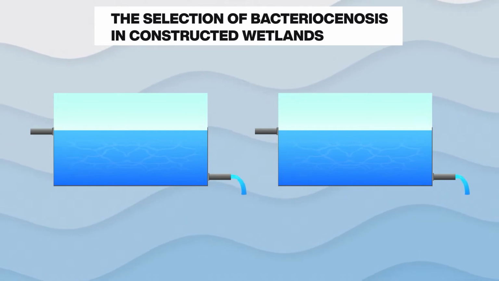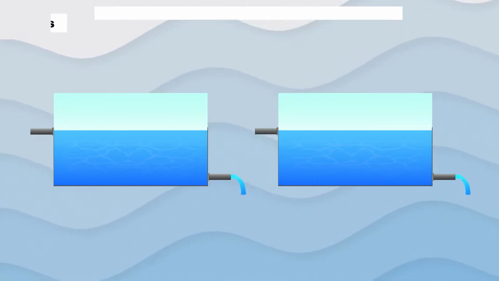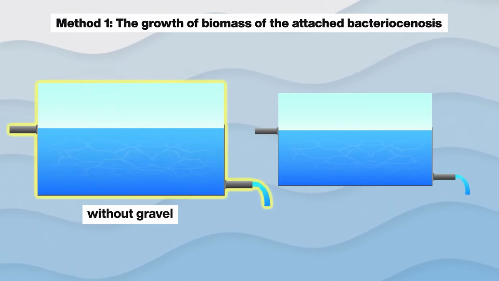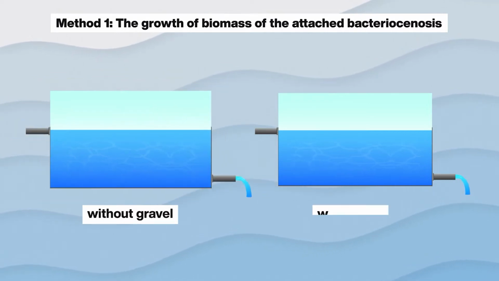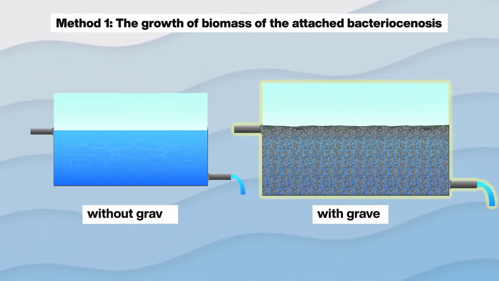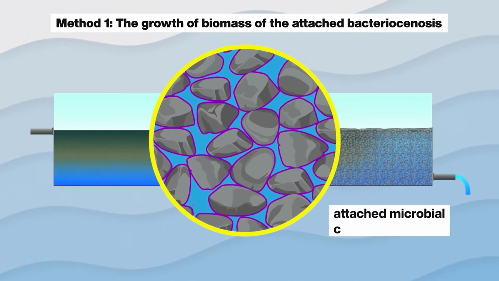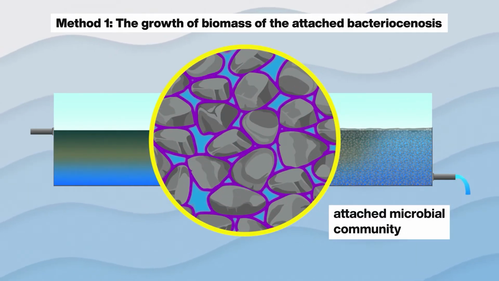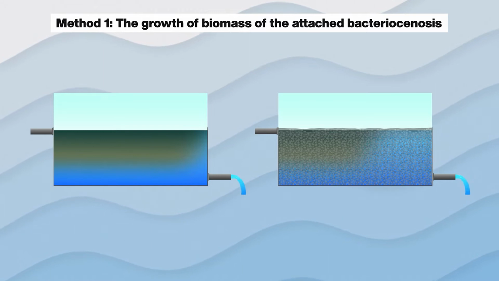The first method. Let's imagine that these 2 rectangles represent 2 states of a wetland. This wetland doesn't contain substrate, while this one does. The substrate allows the biomass of the attached microbial community to increase many times per unit volume of the wetland.